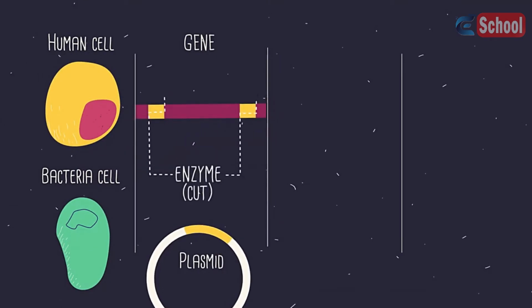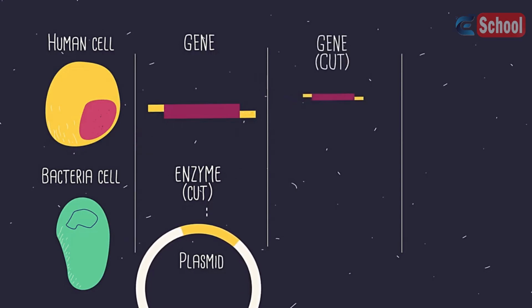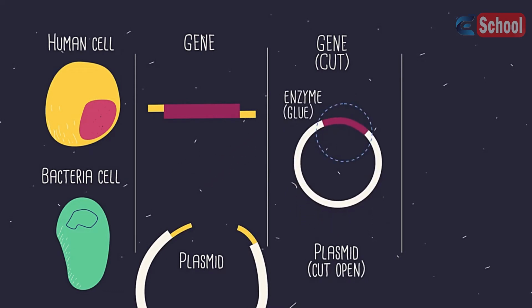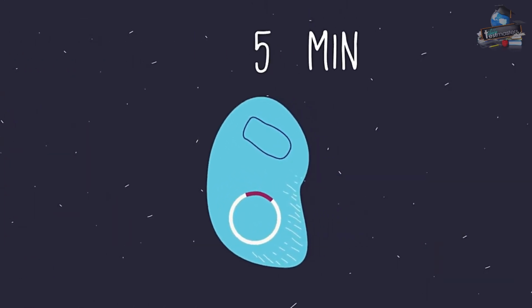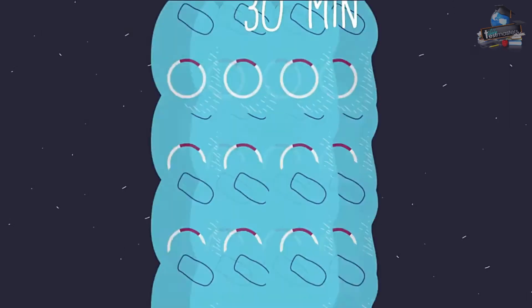First, we cut the gene for human insulin from a human cell using an enzyme. We then use the same enzyme to cut the circular bacterial plasmid open and stick the insulin gene and the plasmid together. Then we put the modified plasmid back into a bacterial cell, and we wait. But not for too long, as bacteria cells divide roughly once every 30 minutes.